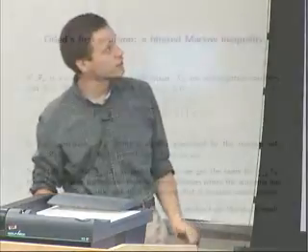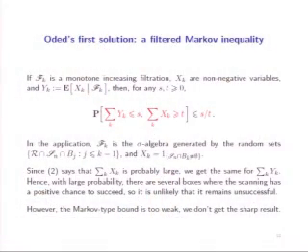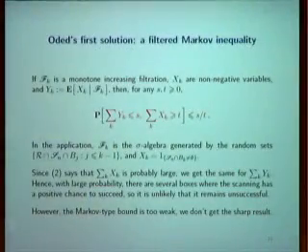intersected? So the first solution was a filtered Markov inequality. It's extremely general: if you have some non-negative variables X_k, and some F_k is a monotone increasing filtration, which is somehow what you learn during this scanning process, and the Y_k's are the conditional expectations, then the probability that the unconditioned ones are large and the conditioned ones are small is small.